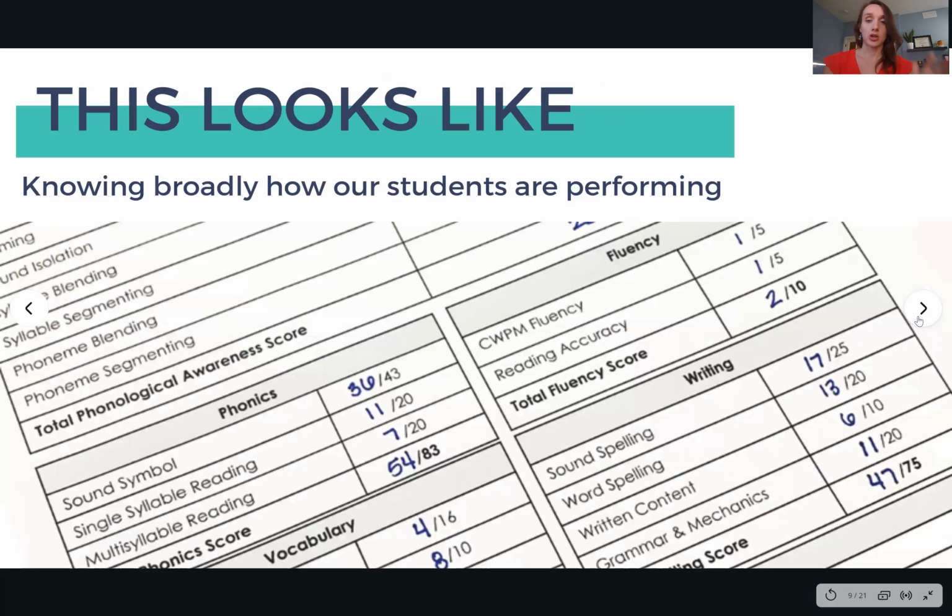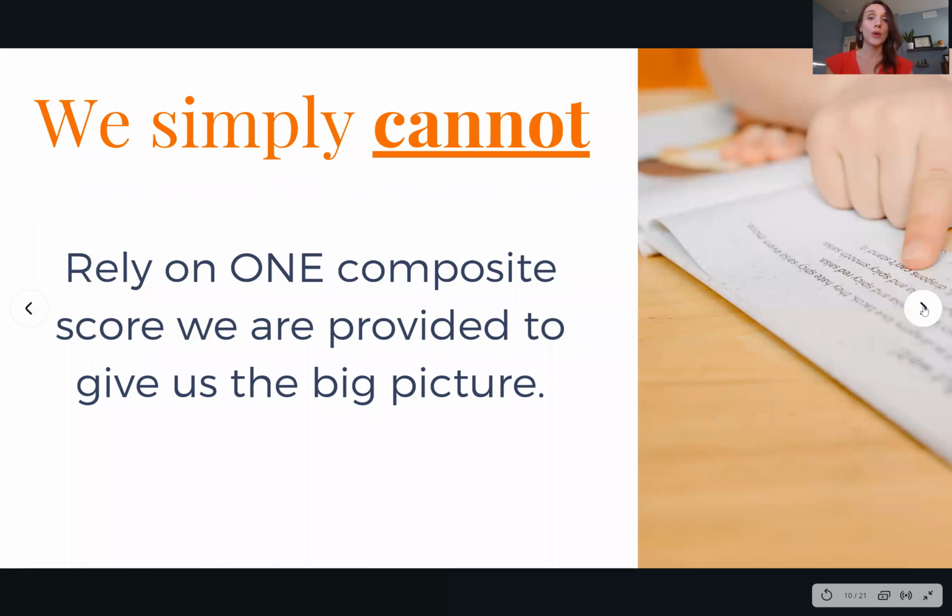So again, what we need to do is understand what a student's ability really is in phonological awareness, phonics, fluency, vocabulary, comprehension, and we throw writing in as well, because writing is the reciprocal process. It's very important that we know how those 2 things are playing together. We simply cannot rely on that one composite score, that big picture reading or big picture writing score, to give us the big picture.